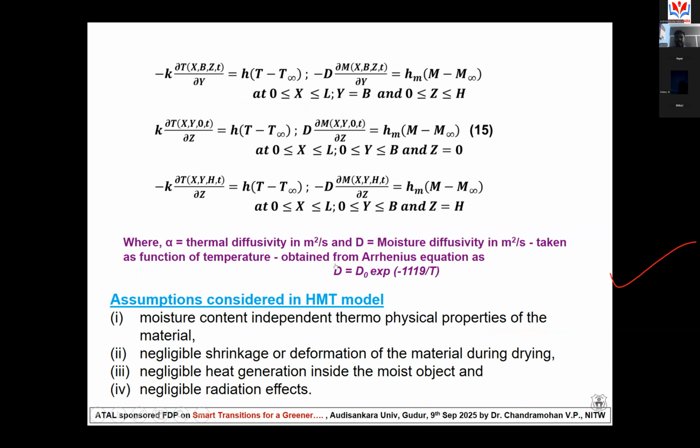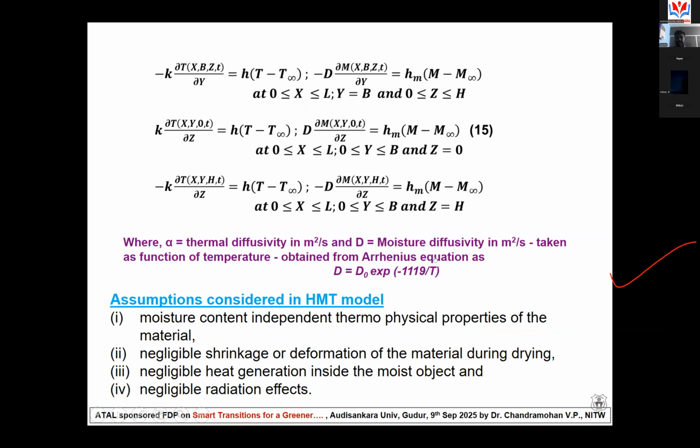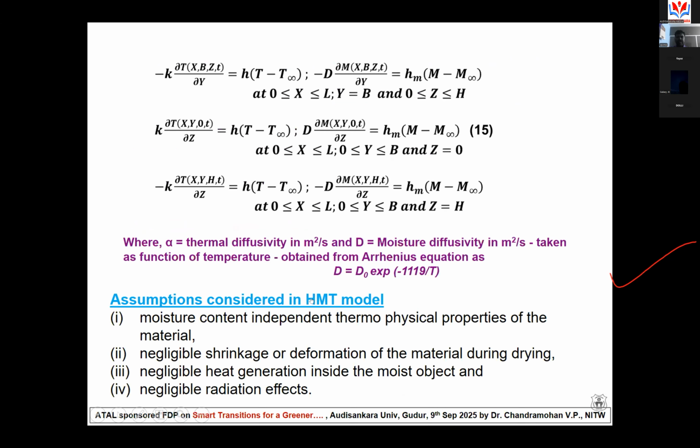I told you that D is a function of temperature. D is equal to D naught into the exponential of minus a constant divided by temperature. So if you want to solve for this D, it is a function of temperature. That's why I told you it's a simultaneous heat and mass transfer process. So these are the assumptions we considered: moisture content independent thermophysical properties, negligible shrinkage or deformation of the material during drying, negligible heat generation inside the moist object, and negligible radiation effect. We didn't consider the radiation part.